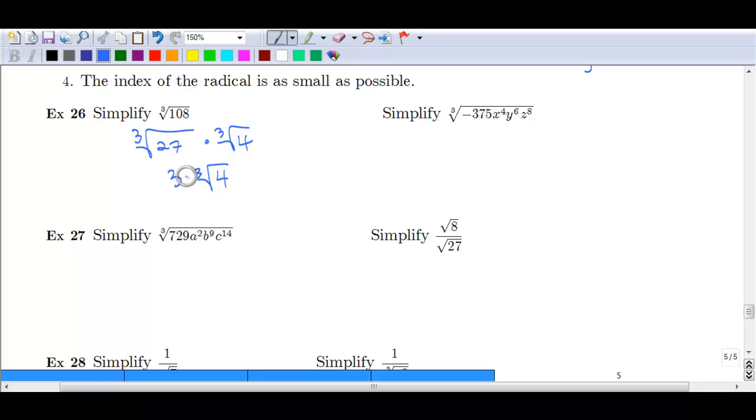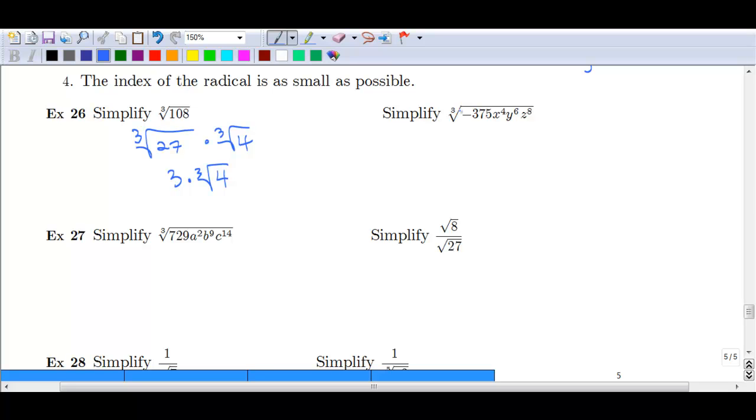And I want to point out something here. Always make sure that you're careful here when you're writing these, especially when you have an index other than 2, just to make sure that this does not look like an exponent on 3. You can either put some space between them, or you can put a times in between, just so that you make sure that the 3 is the index on the radical and not the exponent on the 3.